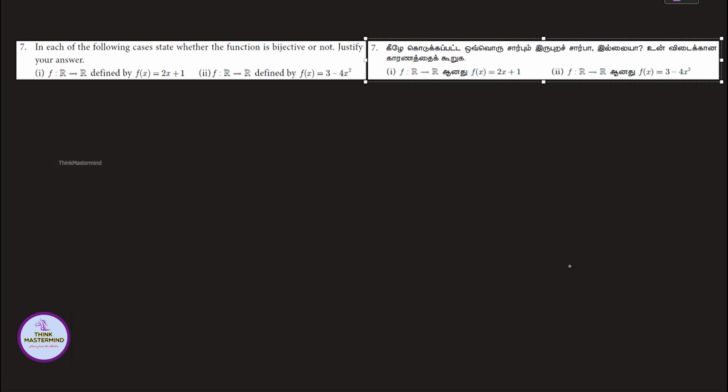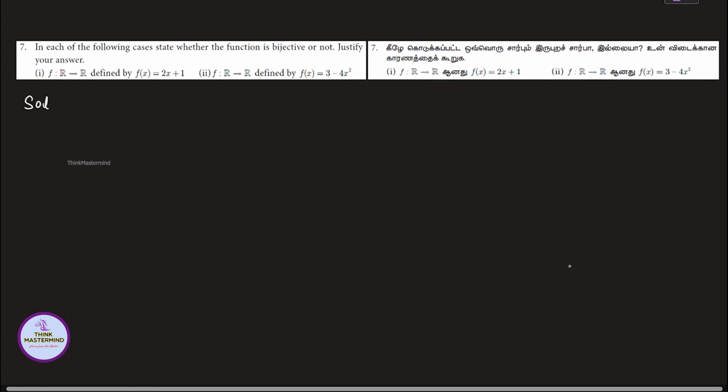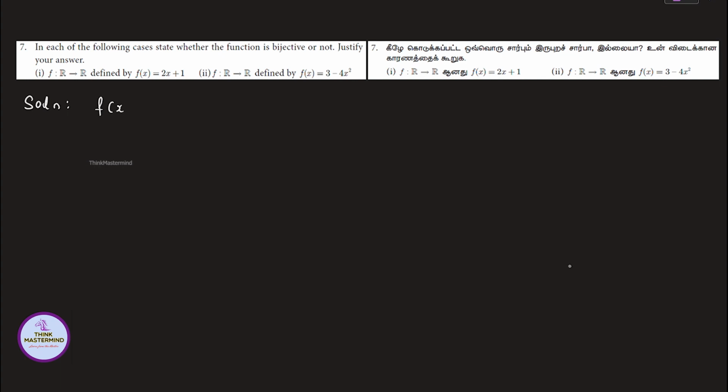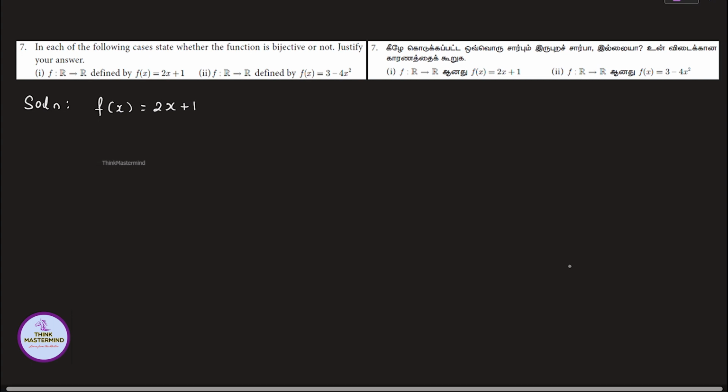Seventh problem in exercise 1.4. Solution is, here the given f is a real valued function from R to R, and f of x is defined as 2x plus 1. The question is, state whether the given function is bijective or not.